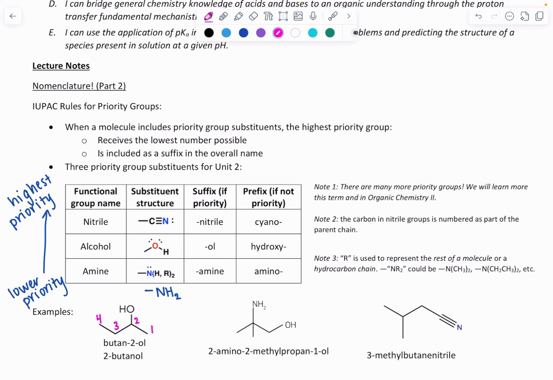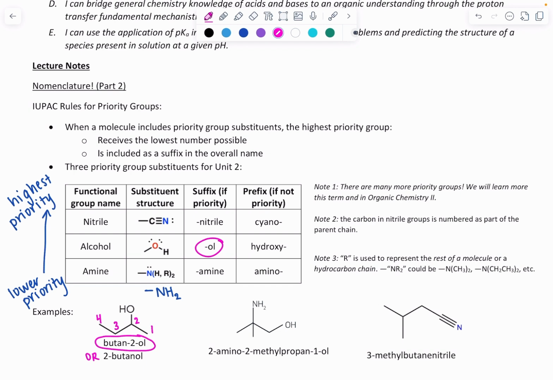There are 2 ways to do it. I suggest this first way, but you may see the second way. So I just want to show both. Because the alcohol is the priority group, there's only one priority group and it's the alcohol, we use the suffix -ol. So we write the carbon chain, the number where the alcohol is, and then the -ol ending. We still use dashes between letters and numbers.